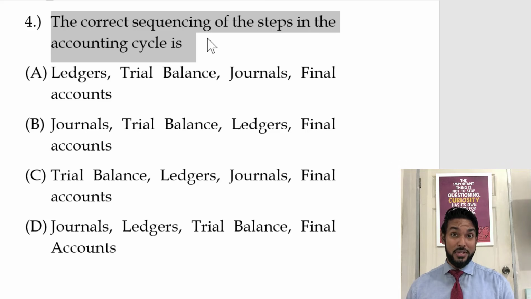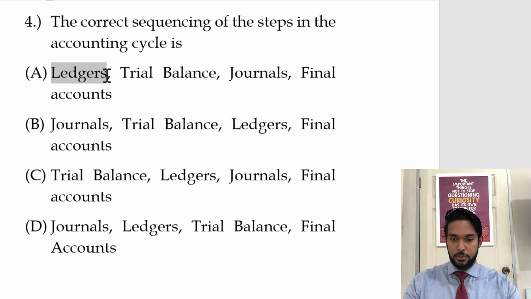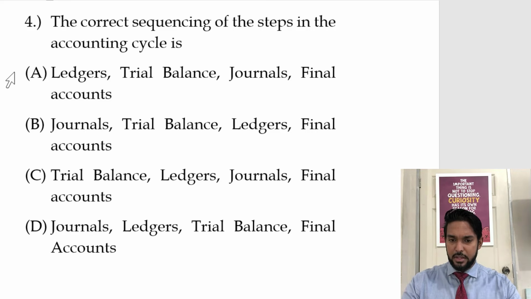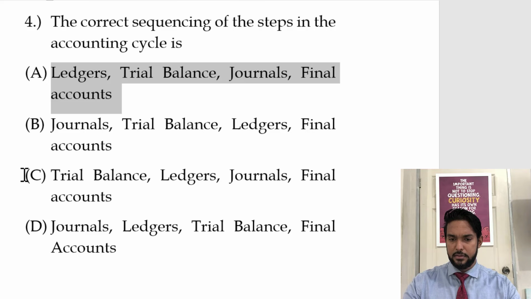So we have several steps. Now, according to what textbook you read, it might vary a little bit, but you're supposed to have transactions that give rise to source documents. The source documents are then used to enter information into the books of original entry, otherwise known as journals, or books of prime entry. So journals should be the first step in the accounting cycle. Let's take a quick look at options. So ledgers, no. Journals, yes. Trial balance, no. Journals, yeah. So we could eliminate A and C.